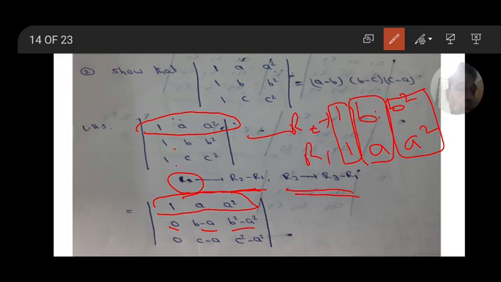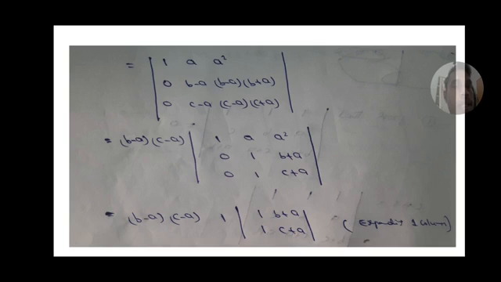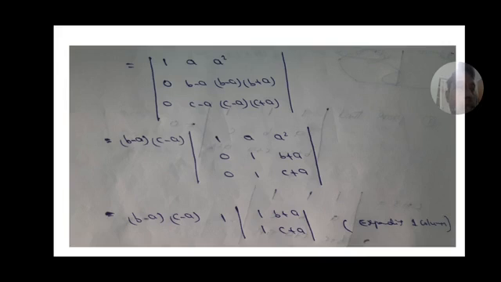Similarly, R3 implies R3 minus R1. R3 means 1 C square. R3 minus R1: 1 minus 1 is 0, next C minus A, and C square minus A square. That is, I am doing R2 implies R2 minus R1, R3 implies R3 minus R1. Next, this B square minus A square can be written as B plus A into B minus A, and C square minus A square can be written as C plus A into C minus A.